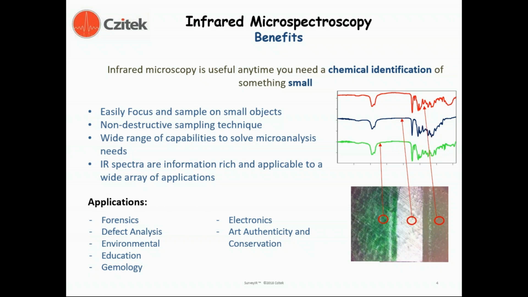Microscopy, microspectroscopy, we tend to use those words interchangeably, allows you to characterize or identify something which is small. By coupling a microscope with infrared beam condensing optics, we're able to view disparate areas of the sample and isolate them for measurement. It's non-destructive, and as we said in the previous slide, the IR spectra are very rich in their detail and can provide an identification or allow you to elucidate functional group information from the materials that you're characterizing.